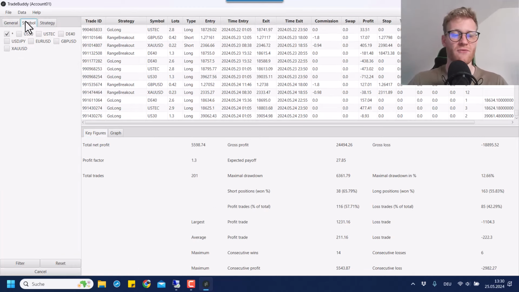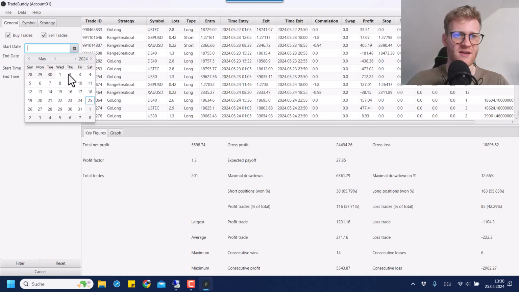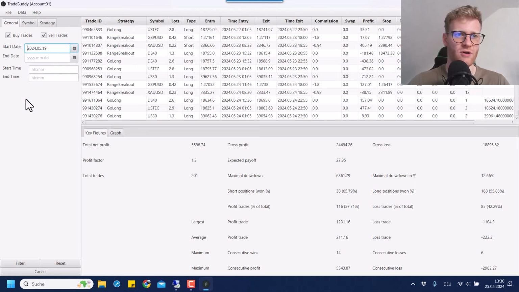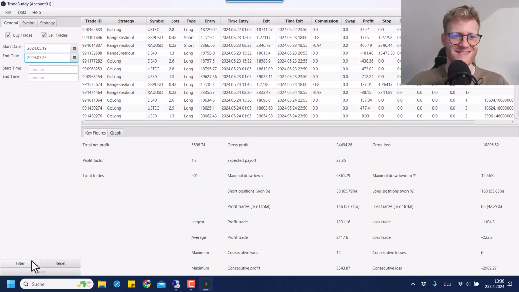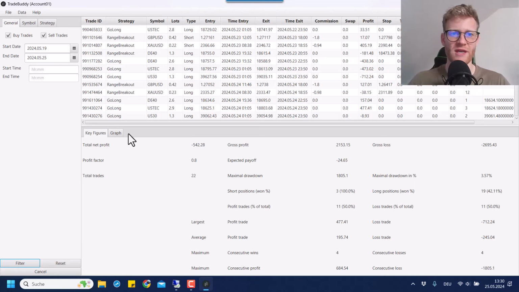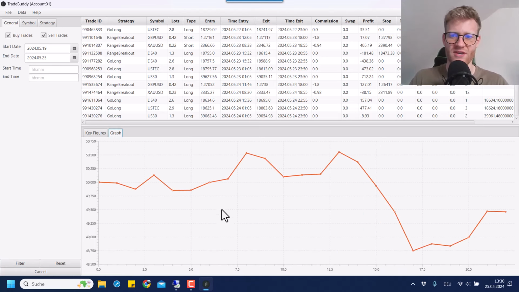So filtering for, I don't know if we should already go ahead and filter for weeks now, because I could of course do this. I could filter from the 19th to the 25th to just have the last week. Yeah, this might be interesting. We can see what I just said: we lost 540 in the last week. Performance looks like this. There was one bad day. I think it was Thursday when the indices just went down.